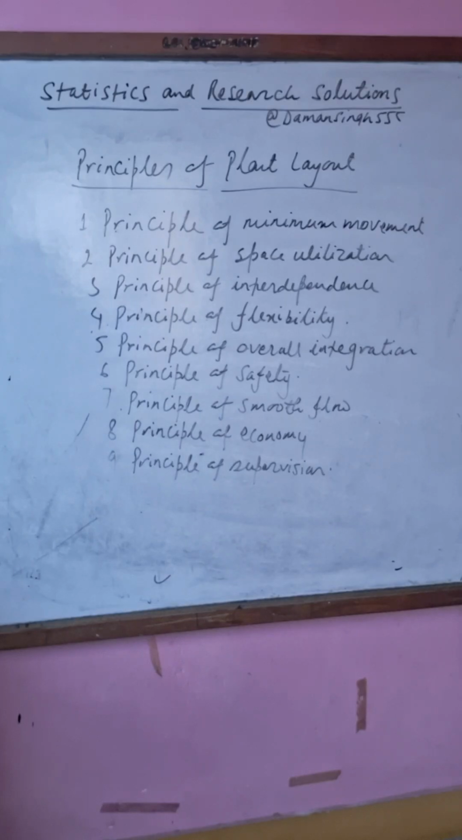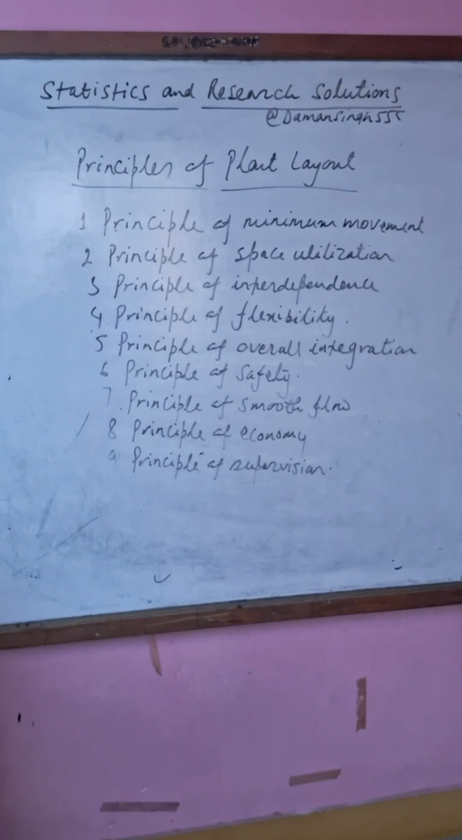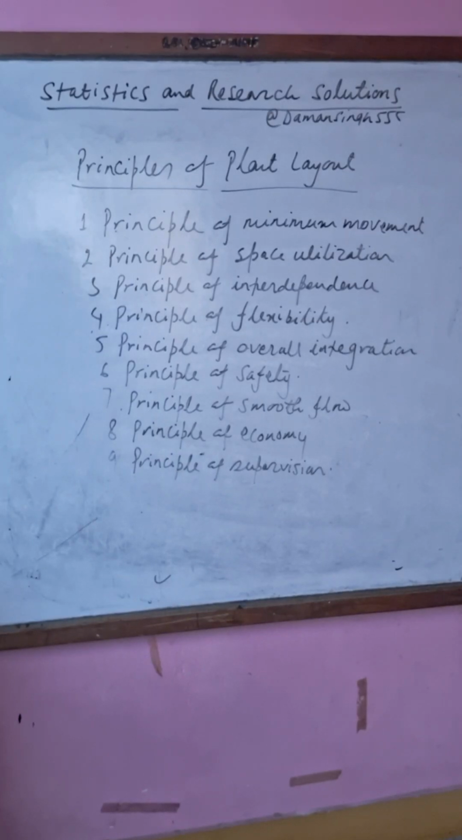And next one, principle of space utilization. So space is a resource, it is not unlimited, it is limited. Because of that, space utilization is very important. And one of the main concepts of plant layout is the space utilization, where we are going to fix our plant. The available space should be very properly utilized. If it is not utilized, then resources will be misused.